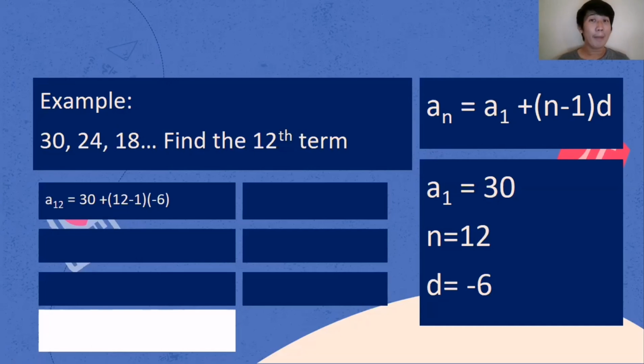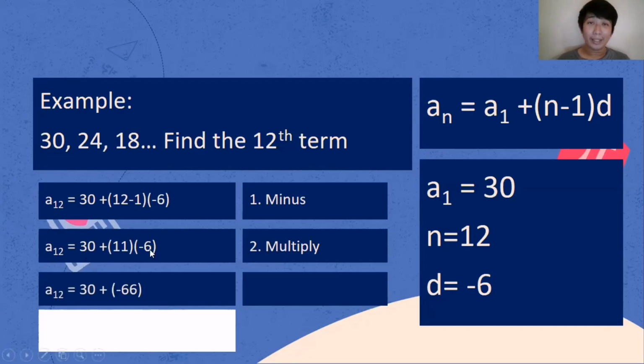What is our first step again? Very good, we subtract. So 12 minus 1, that is 11, times negative 6, plus 30. After subtracting, the next one is we multiply. Very good. So 11 multiplied by negative 6, that is negative 66. How about the last process? We add 30 plus negative 66. We are just adding integers.